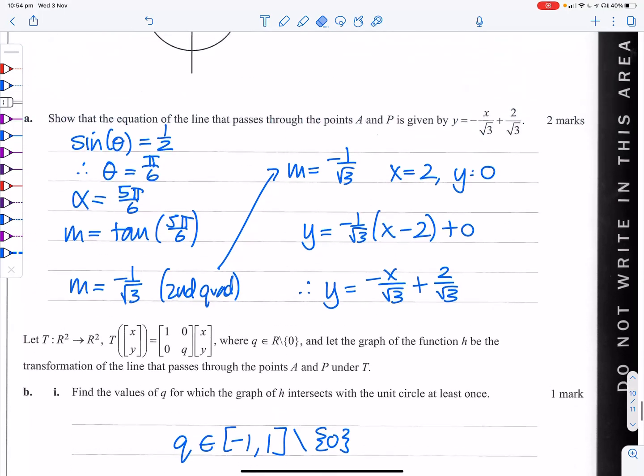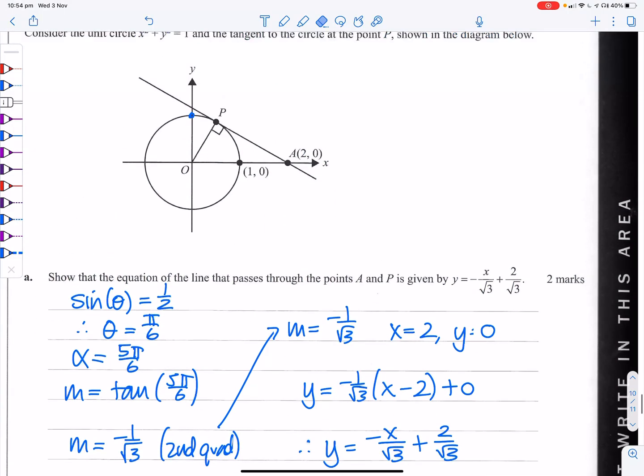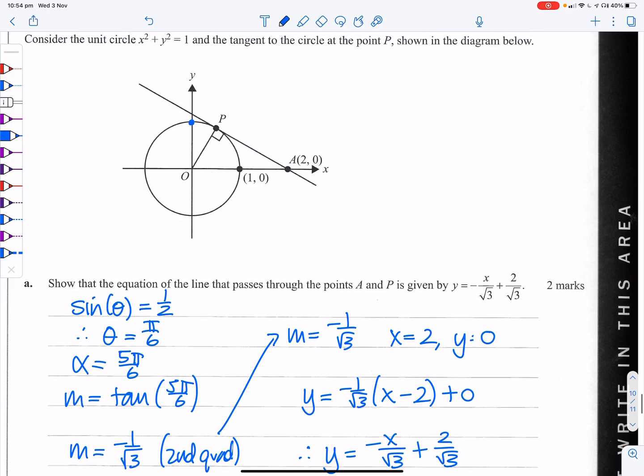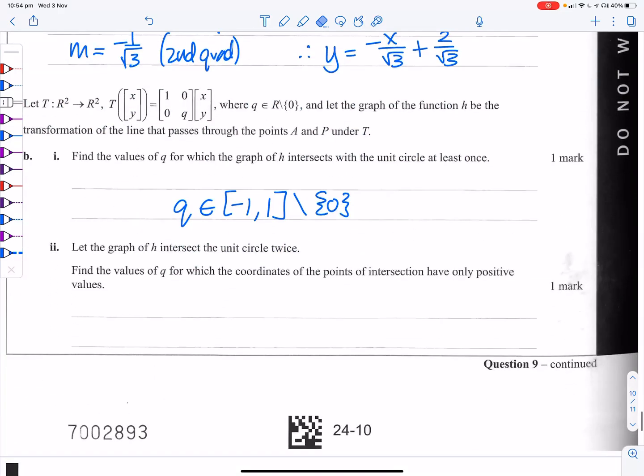So if we dilated it by a factor of root 3 on 2, it's going to look like that. And it's only going to have positive intercepts, but it can't equal root 3 on 2 because it can't include that point, because it has to be positive.